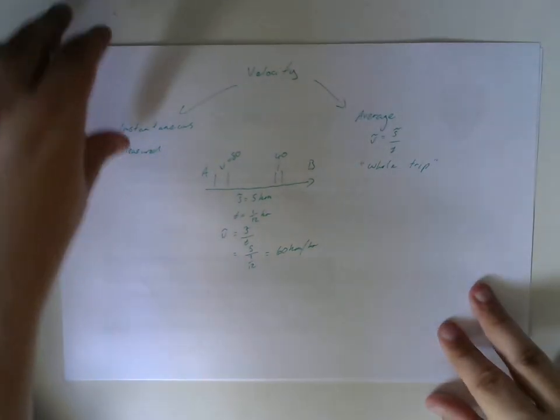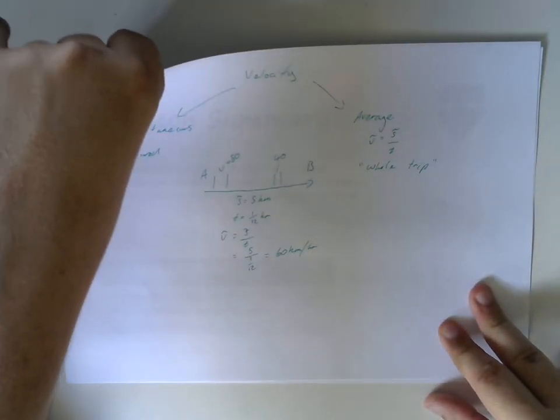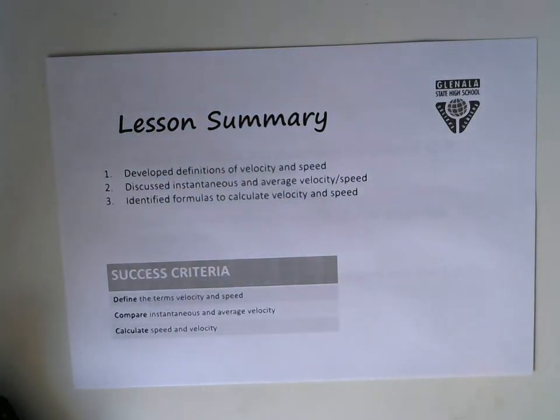Alright, learning summary. So in this video we have learnt the following. We have developed our definitions of velocity and speed. We've discussed instantaneous and average velocity and speed, and we've identified the formulas to calculate velocity and speed.